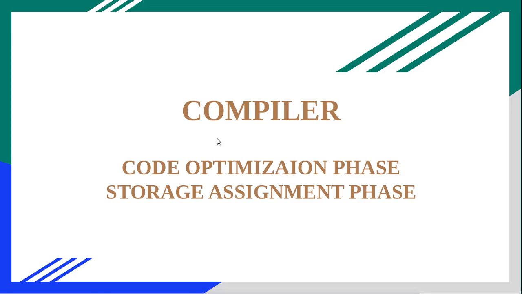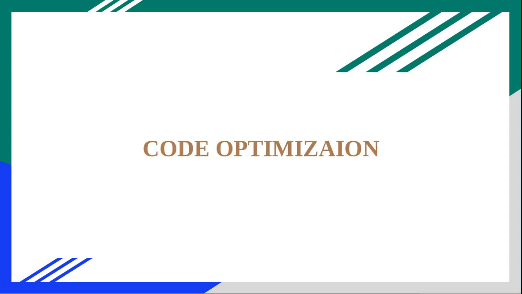Hi everyone. In the last few videos, we have discussed the phases of a compiler and we have already covered the lexical analysis phase, syntax analysis phase, semantic analysis phase and intermediate code generation phase. In today's video, we are going to learn about the next two phases, that is the code optimization phase and the storage assignment phase. So first let's start with the code optimization phase.